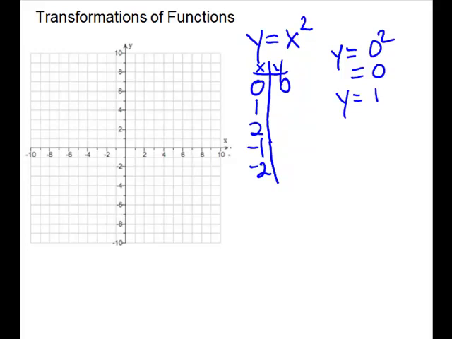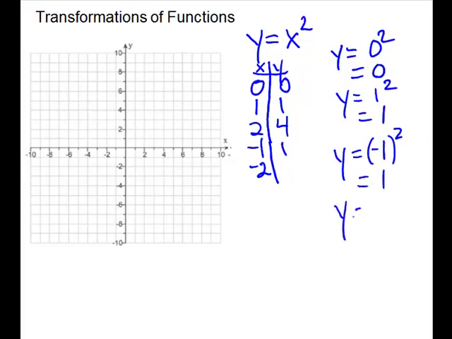Y equals 1 squared. 1 squared is going to be 1. Y equals 2 squared is going to be 4. Be careful when you plug in the negatives, it's going to go to the power. So this will give you back a positive 1, and negative 2 squared will give you back a positive 4. So we will graph these.